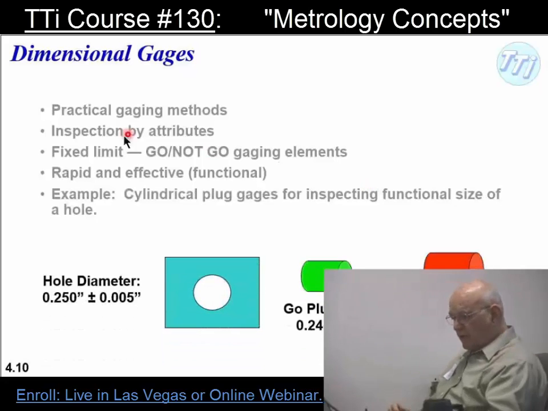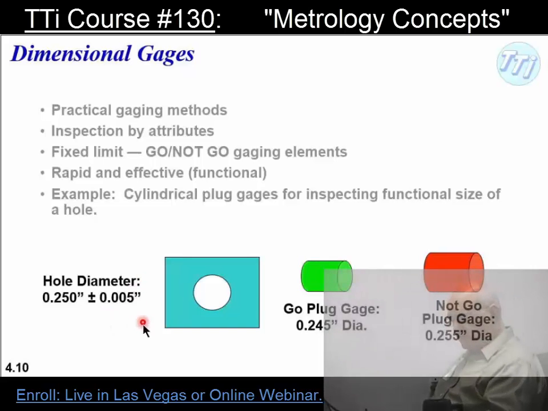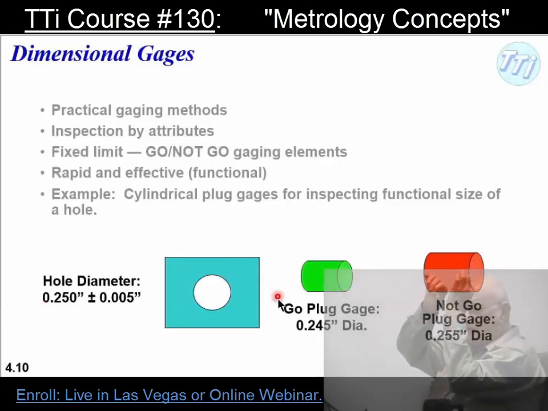This is kind of showing you one of the issues here. Here's the hole: 0.250 inches plus or minus 0.0005 inches. Here's a plug that goes in. Here's another plug that it won't go in. Sometimes you'll have these put together on one thing and you'll pass it through, and then it tapers up the other and it doesn't go through. So you'll use that type of gauge or something for that situation.